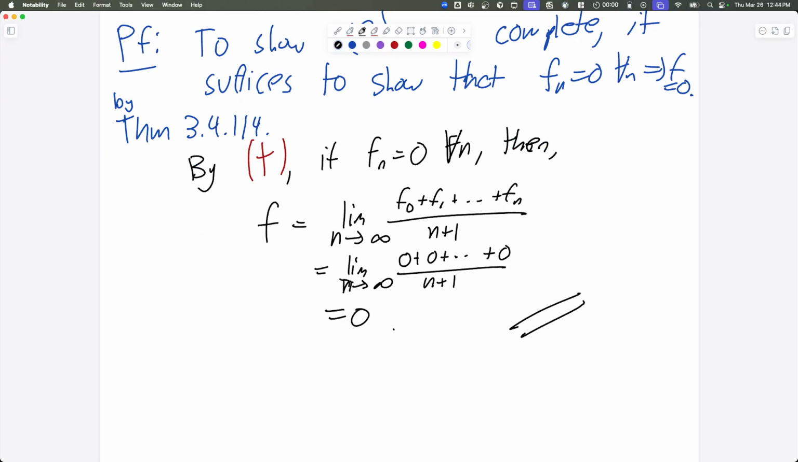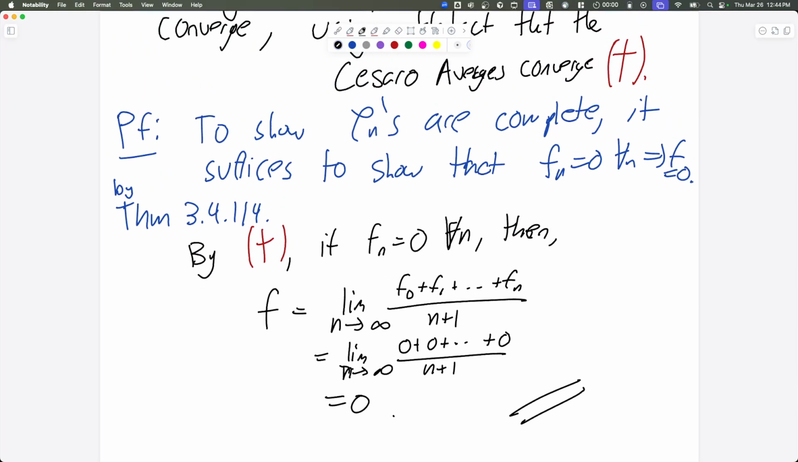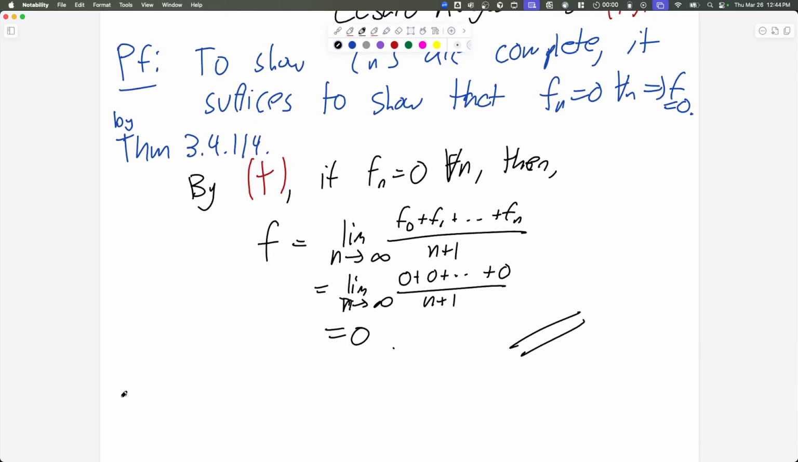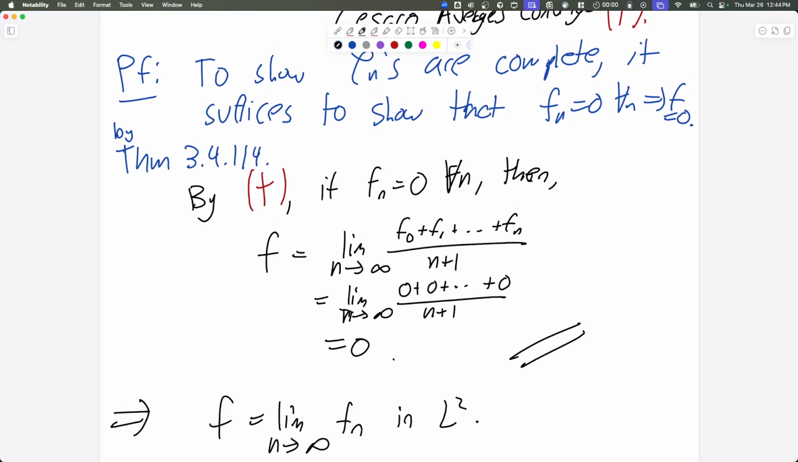So that's the high-level proof. It's connecting this Cesaro average thing and this trick of all the fn's being 0 implies the function is 0. That will imply completeness. And the conclusion is that actually not only is f equal to the Cesaro averages, f is equal to the actual limit. And so therefore f equals the limit of the fn's in L2, which is what we want to show. Okay, so that's going to be the proof. That's the high level. The thing that is going to take us basically one class is to prove this dagger, prove the Cesaro averages.